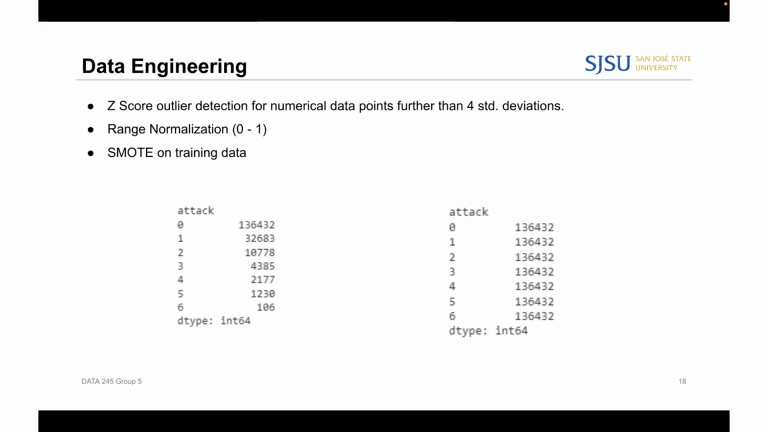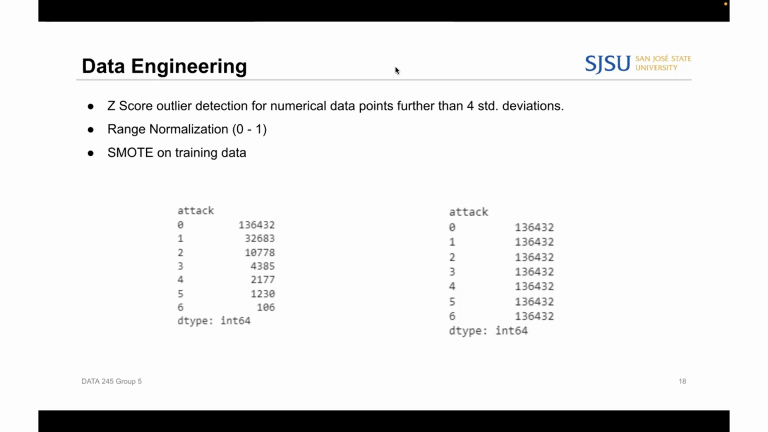Coming to the data engineering part, as we have seen from the previous slides, there are a lot of outliers in our data set. So we have performed Z-score outlier detection to remove those outliers. All the numerical features which are further than 4 standard deviations were considered outliers, and we have filtered them.